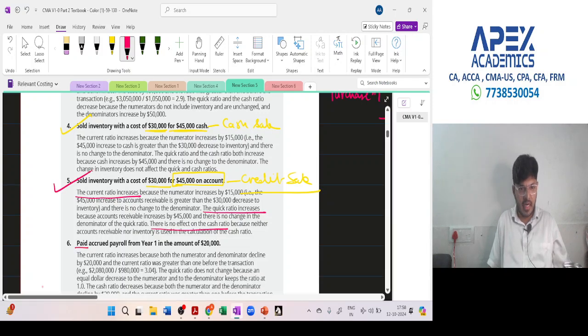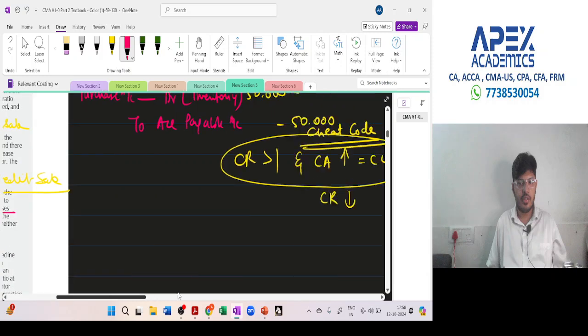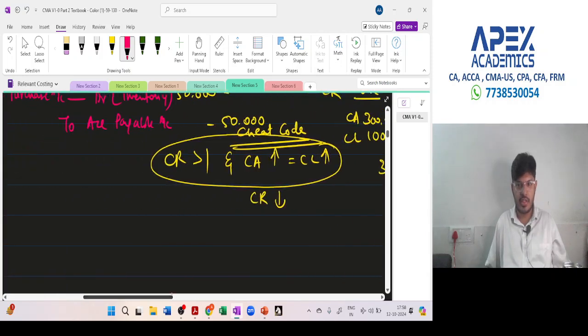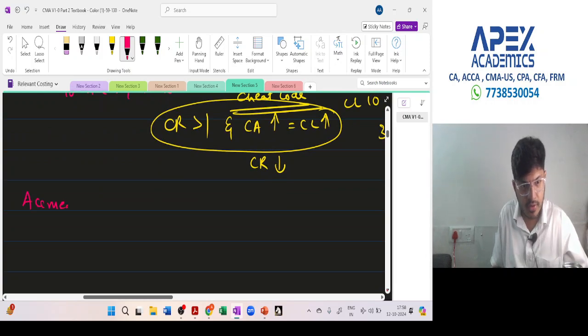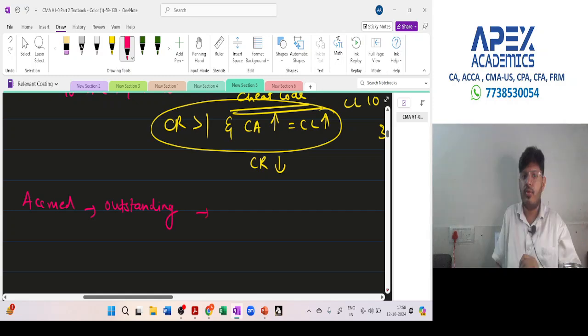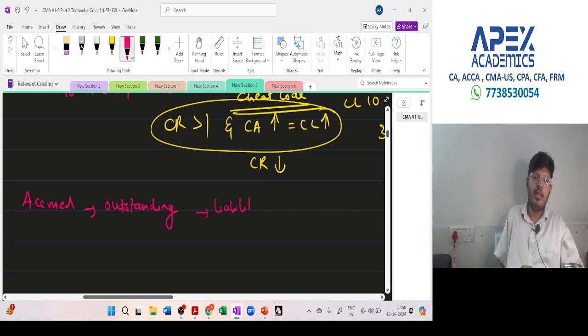Paid accrued payroll from year one amount of 20,000. Now look at the statement. It's a good statement. My dear friends, first understand the meaning of the word accrued. Accrued means outstanding. Outstanding is a liability.